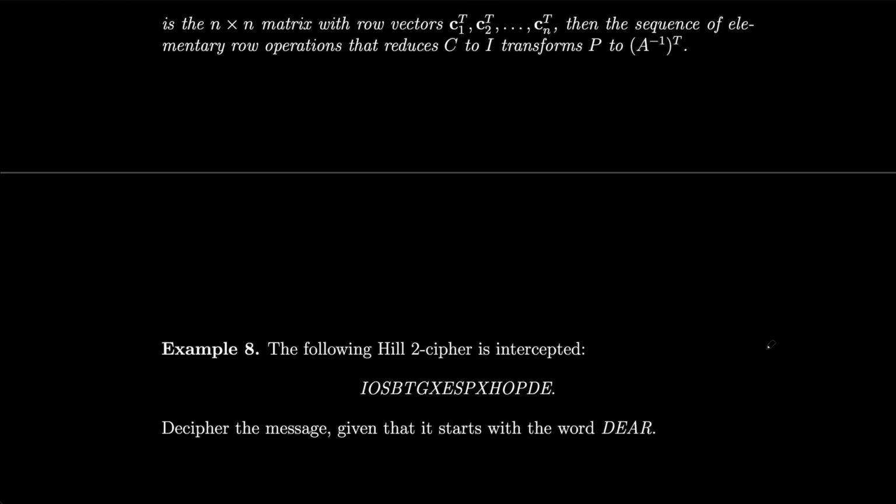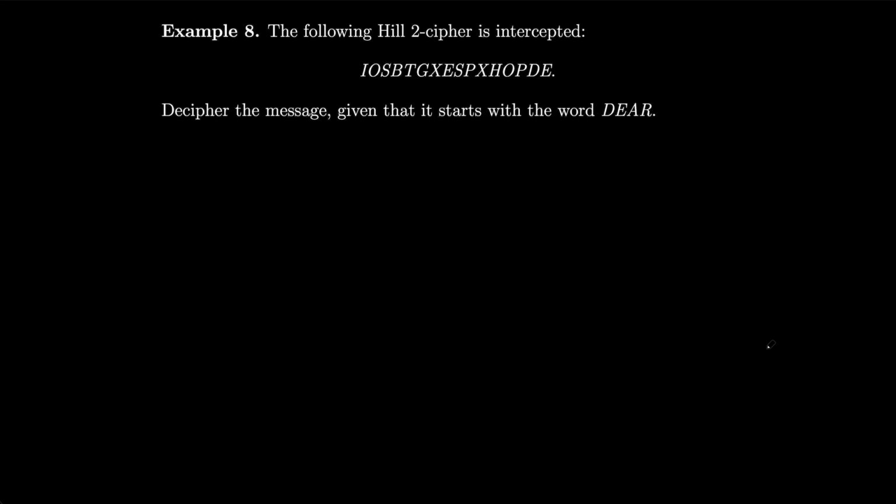So how about we use that? The following Hill 2 cipher is intercepted. Let's decipher the message given that it starts with the word dear. Okay, so let's write out what dear is. DE is 4, 5. AR is 1, 18. So we would like to match this up somehow to IOSB. IO is 9, 15. SB is 19, 2.